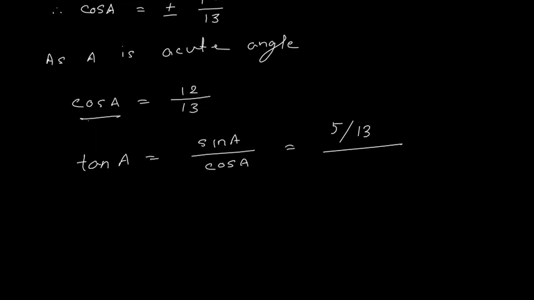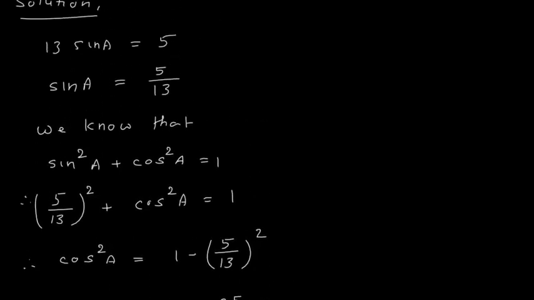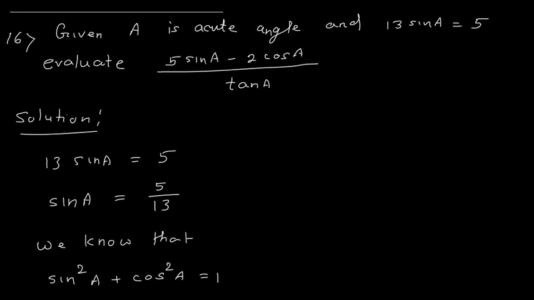And the value of cos A is 12 upon 13. So 5 upon 13 upon 12 upon 13 will be 5 divided by 12. This is the value of tan A. Now 5 sin A minus 2 cos A upon tan A.